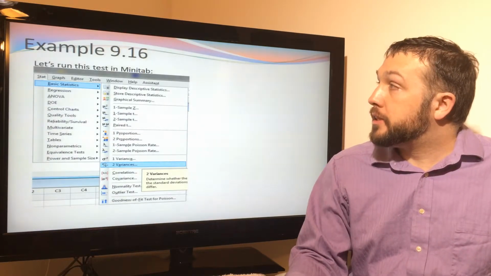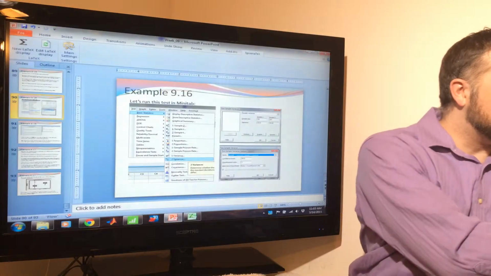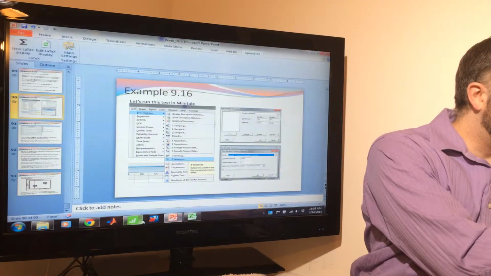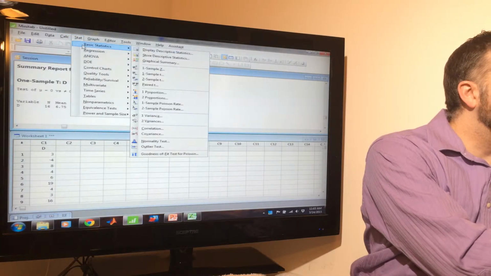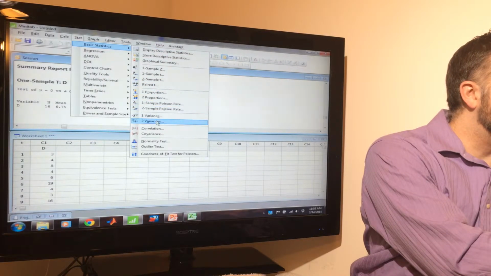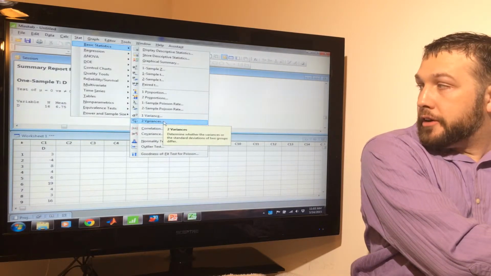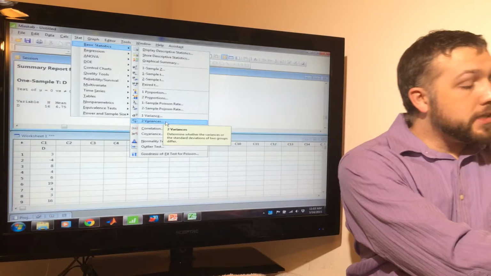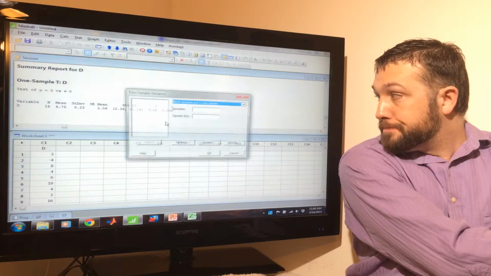And we can run this in Minitab. Let's go ahead and do this example, just so you can see it. Okay, I'm going to go to, let's see here. Okay, not one variance, but two variances. Okay, it's not labeled as the F test, unfortunately, but that is what we're looking for.